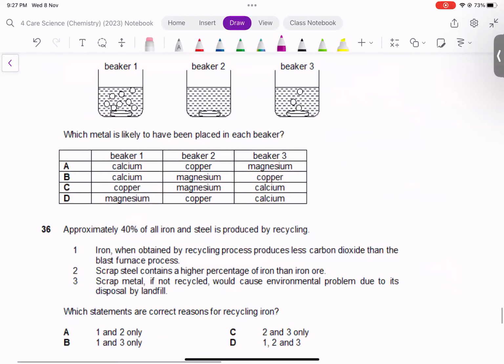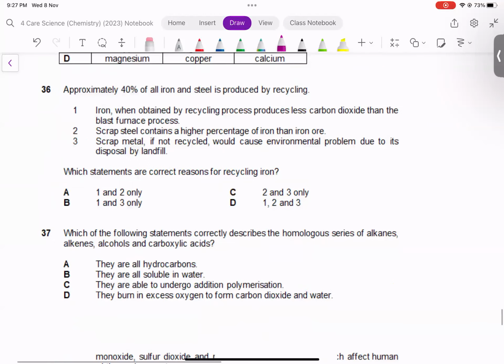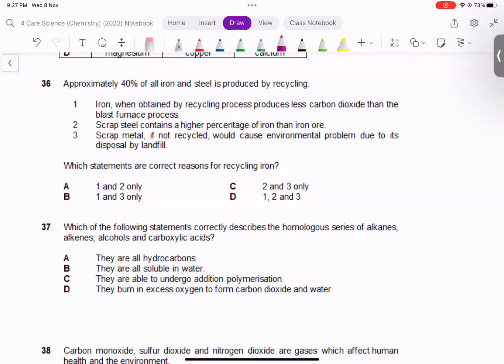Question 36. Approximately 40% of all iron and steel is produced by recycling. So I'm sure you deduce that iron, when recycled, produces less CO2 than extracting it by the blast furnace. This is definitely true. 1 is definitely true, right? So C is wrong. 2. Scrap steel contains a higher percentage of iron than iron ore. All right. This is the one where it's most likely false.